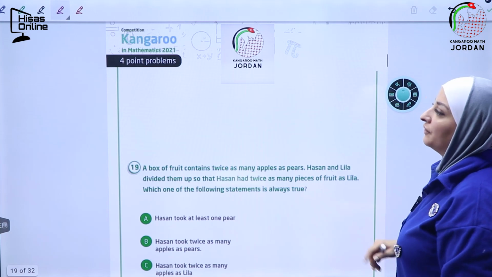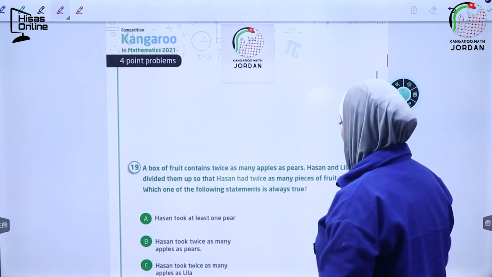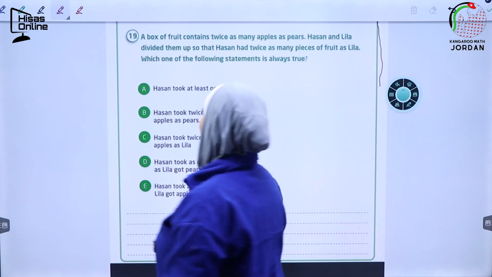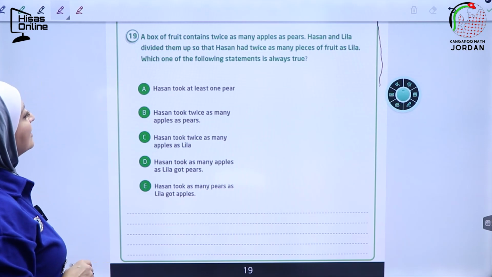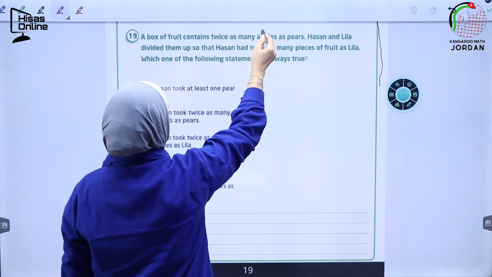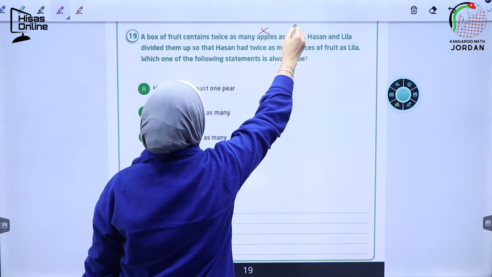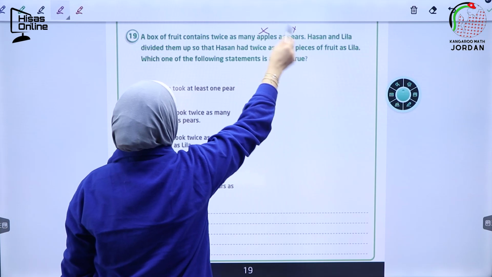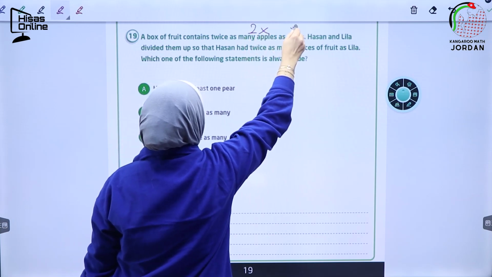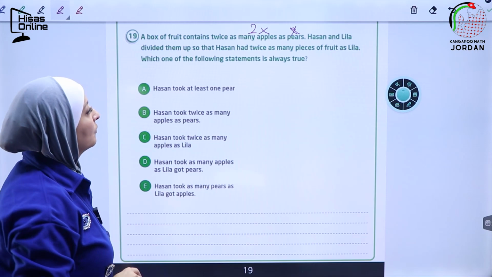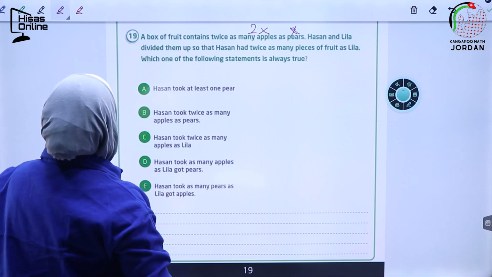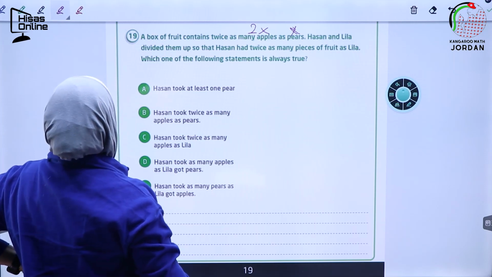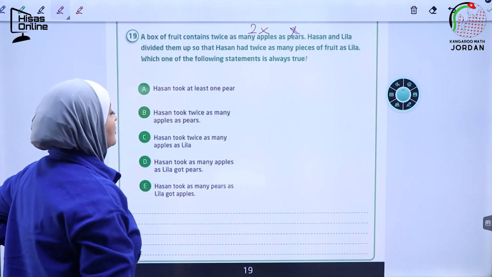Again, we have another question that gives me 4 points. Question 19. A box of fruit contains twice as many apples as pears. So let's assume that apples is x and pears is y, okay? Since they said twice, let's say this is 2x and this is 1x. Hassan and Lilia divided them up so that Hassan had twice as many pieces of fruit as Lilia. Which one of the following statements is always true?